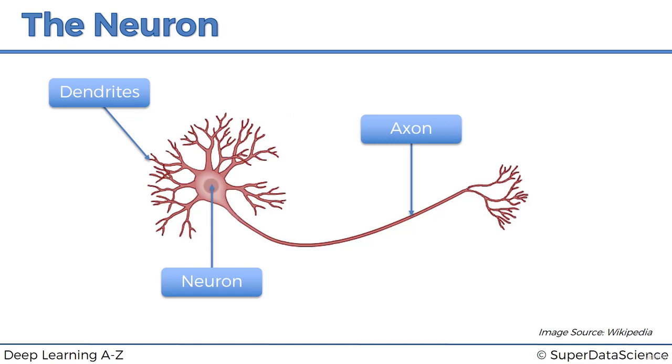Same thing with neurons. By itself, it's not that strong, but when you have lots of neurons together, they work together to do magic. And how do they work together? That's a question. Well, that's what the dendrites and axon are for. So the dendrites are kind of like the receivers of the signal for the neuron, and the axon is the transmitter of the signal for the neuron.